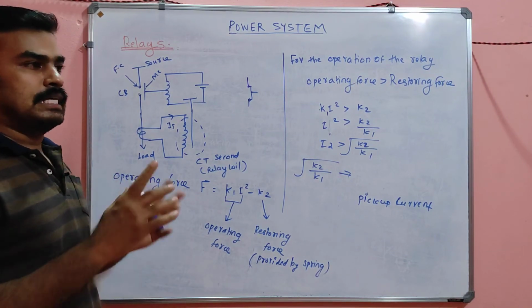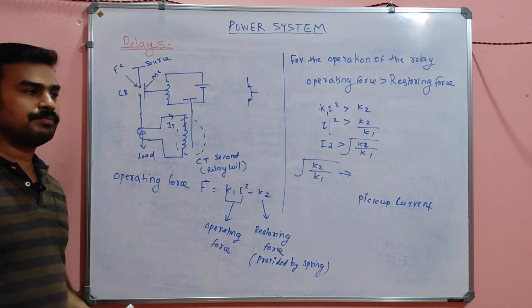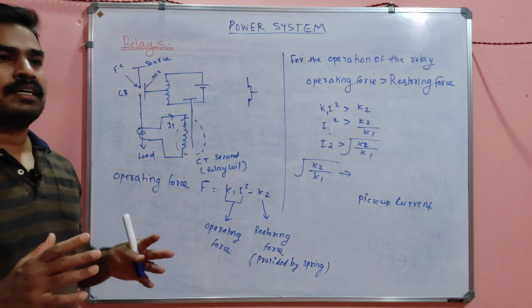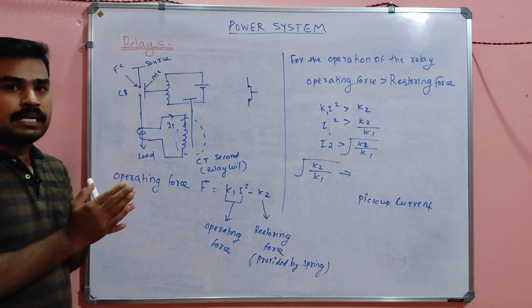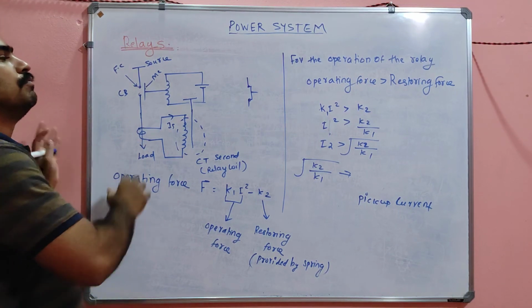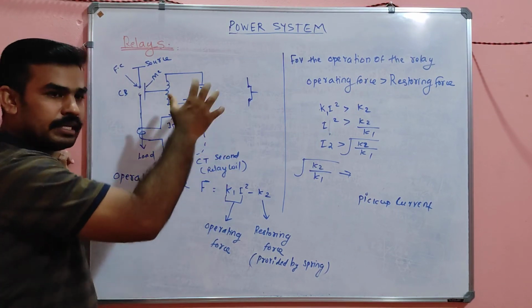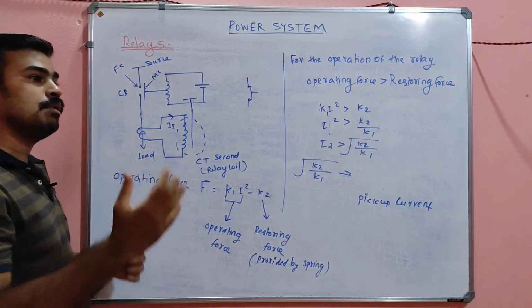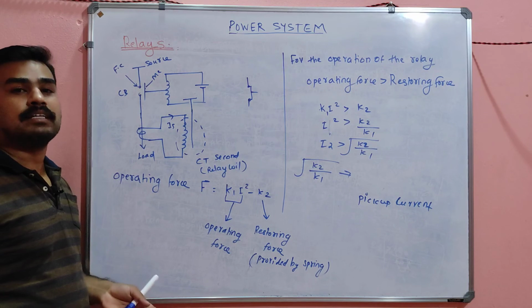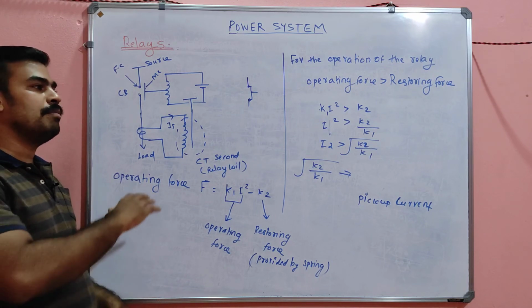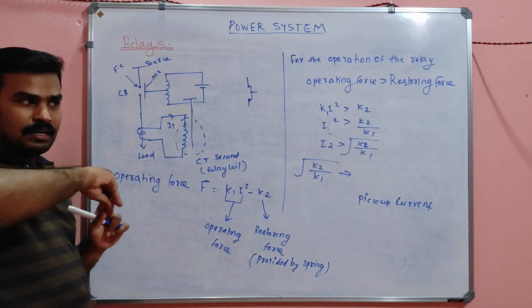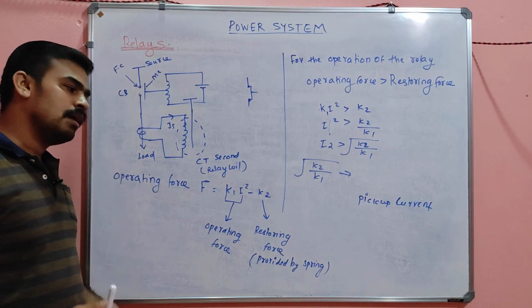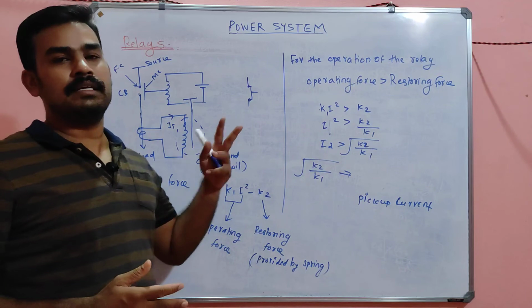And if you search Google or YouTube, so many relays are there, my dears, and each relay having the operating principle basically may be same, but the forces and the torque equations differ. Here only two coils are there, but in some relays they may use 4 coils. Clear? So many different types of relay you can see there. But the basic principle of operation is similar.